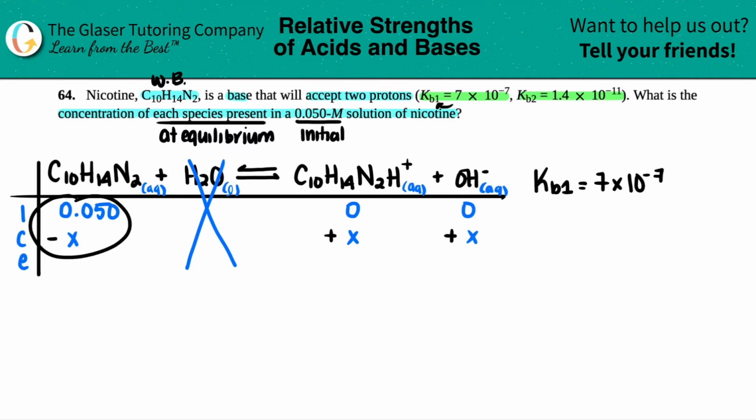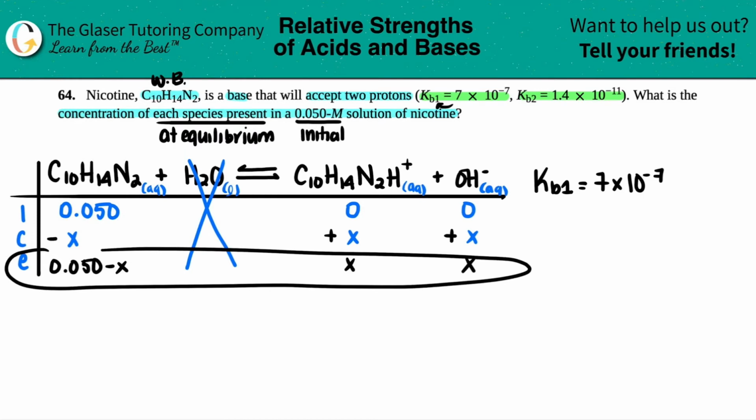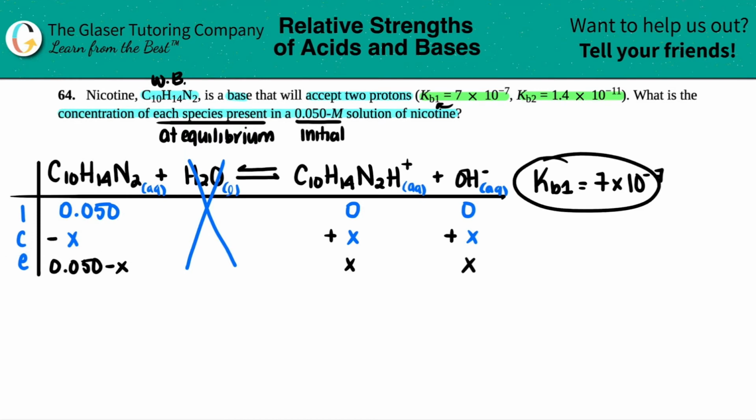So 0.050 minus x is 0.050 minus x. 0 plus x is just x. And now we use this to put in for my Kb equation.